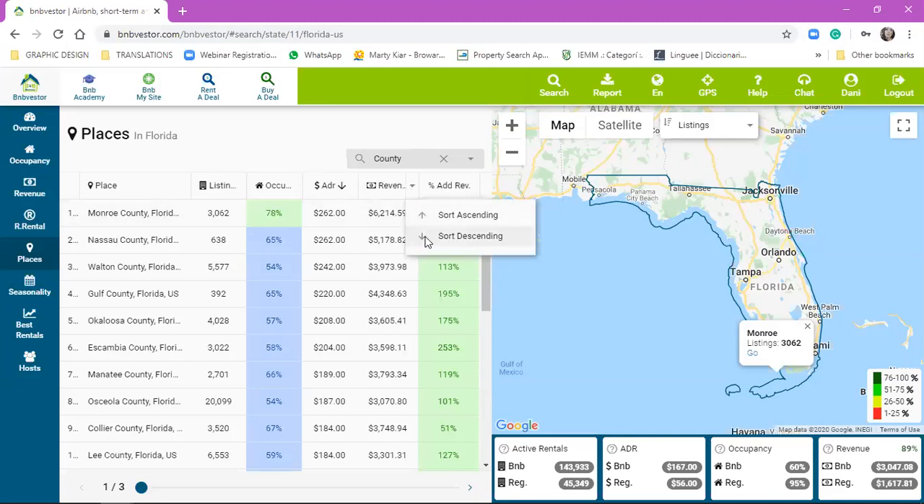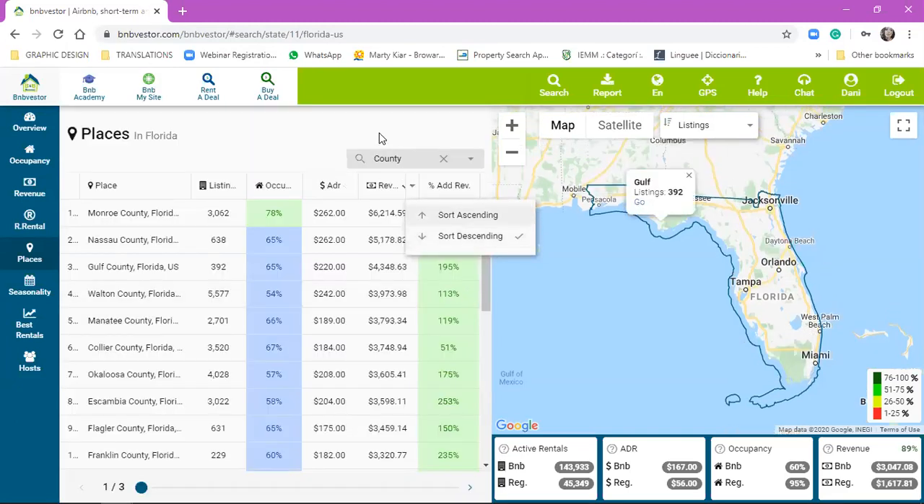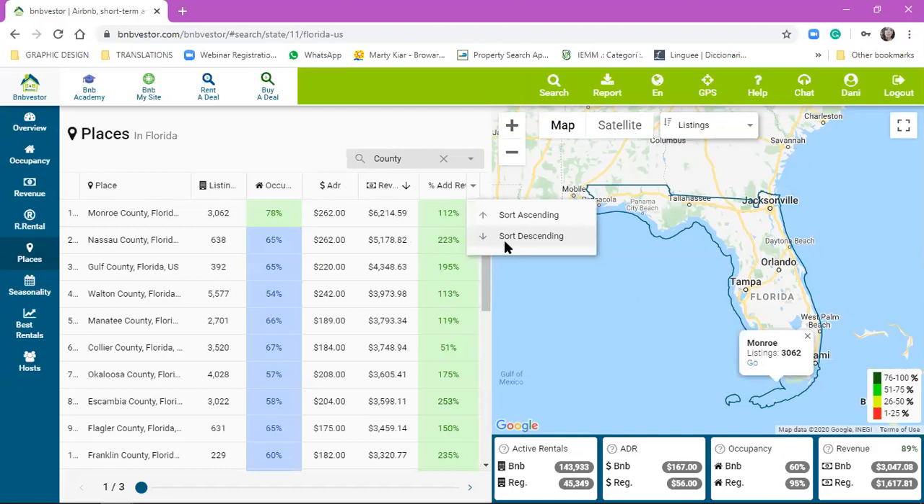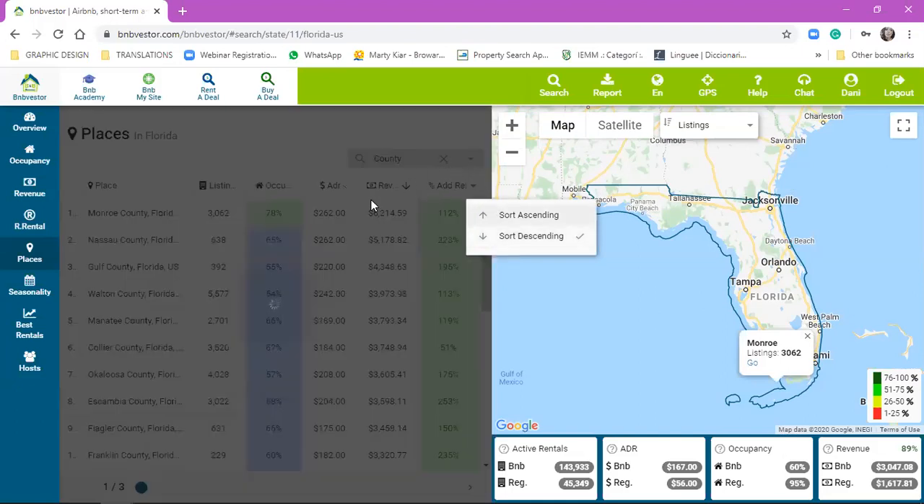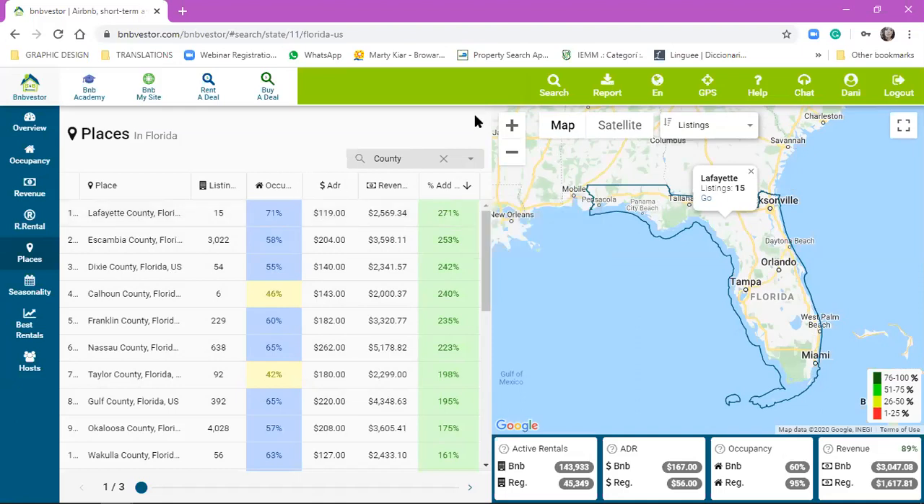Then we have revenue, the highest revenue, which still is Monroe. And then we're going to sort by descending the highest additional revenue. So it goes from Lafayette, Escambia, and Dixie County. But if you notice, analyzing this part of the system, Lafayette gives you 271%, which is the most important column, right?